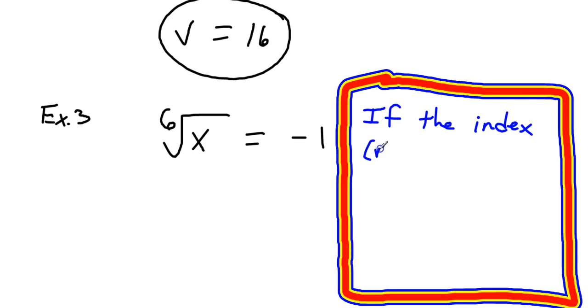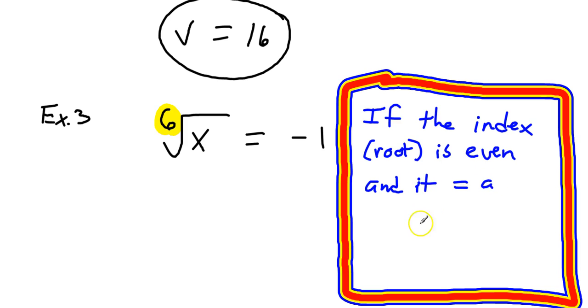If the index or the root is even, which is what we've got here, right? Now, if it was square root, we knew it would be a no solution. That's the case for any even root. So if the index or the root is even, and it equals a negative, then every single time you get to put no solution.